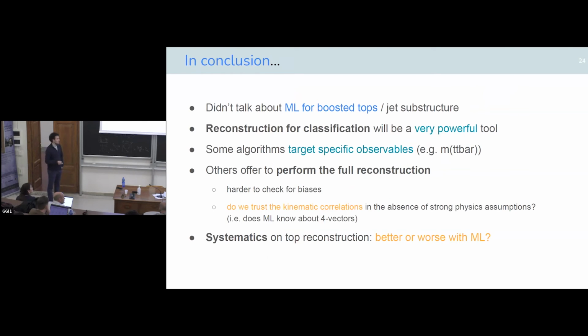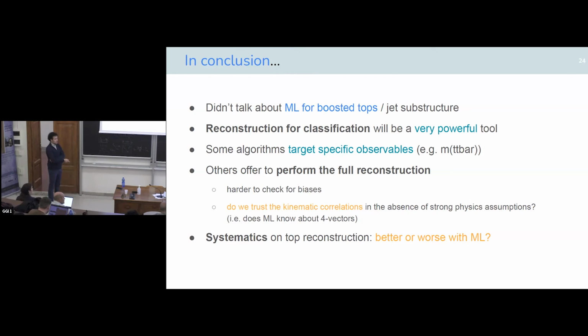All right, so that's the end of this little journey into top reconstruction. One thing I didn't talk about is machine learning for boosted tops, which is a whole field of its own. The main takeaways for me here is that reconstruction for classification, I think, will be a very powerful tool, so trying to optimize your selections, rejecting the backgrounds and so on. And in some cases, you don't have to perform the full reconstruction. Maybe you can just get better at doing MTT bar.